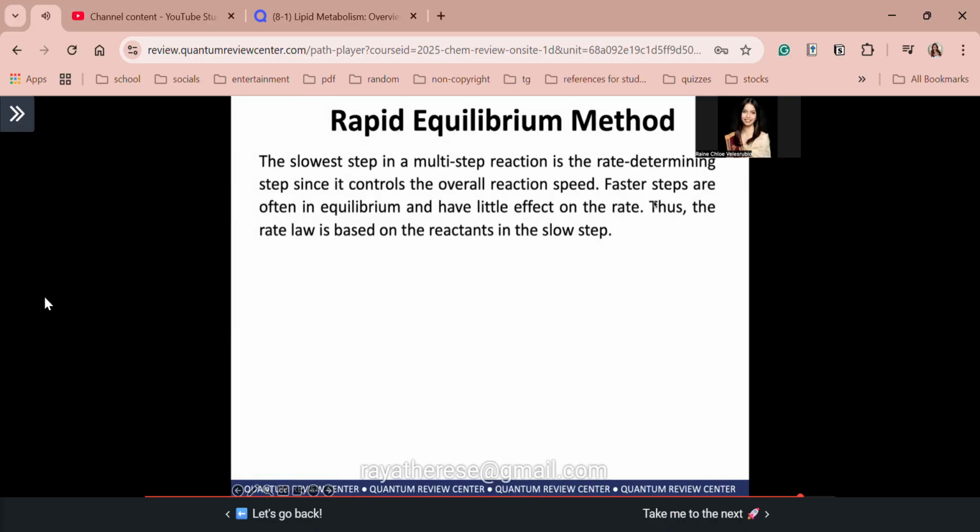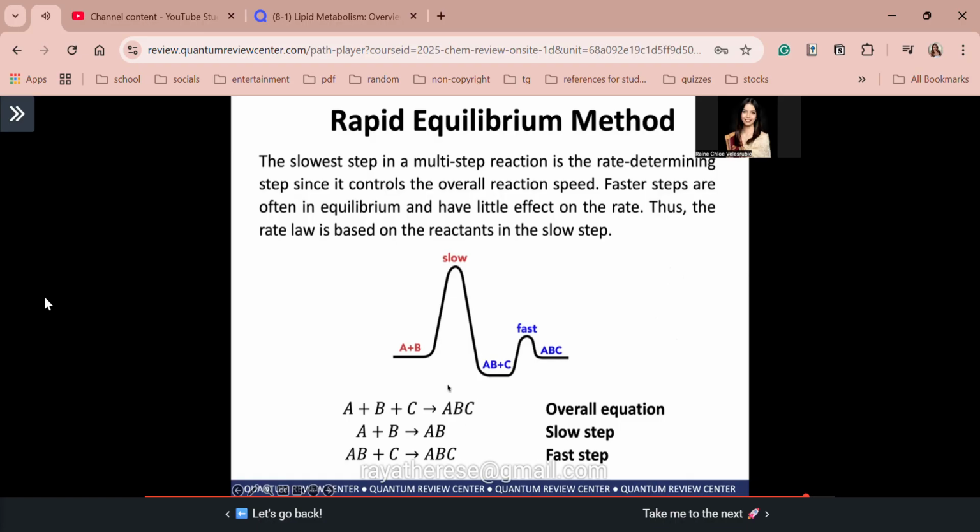And then lastly, we have the rapid equilibrium method. So in this method, the slowest step in the multi-step reaction is your rate determining step. Okay? Meaning guys, since it is the rate determining step, it controls the overall reaction speed. Right? So the faster steps, guys, are often already at equilibrium. That's why they have little effect on the rate of the chemical reaction. Okay? So in this method, the rate law is based on the reactants in the slow step.